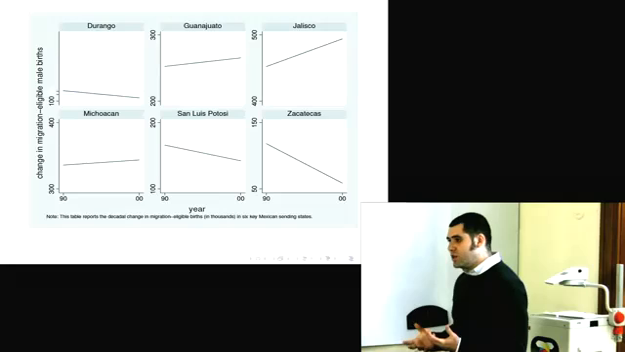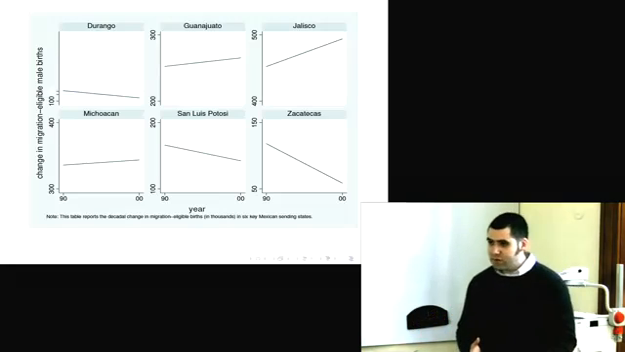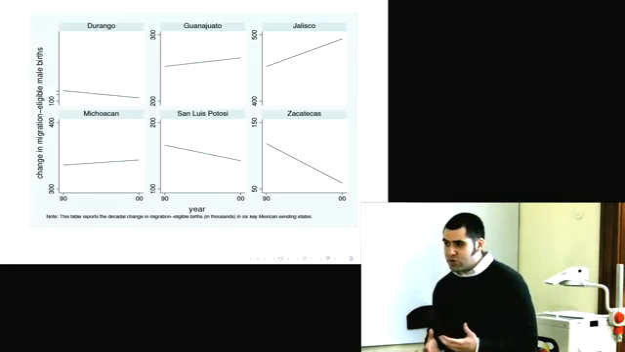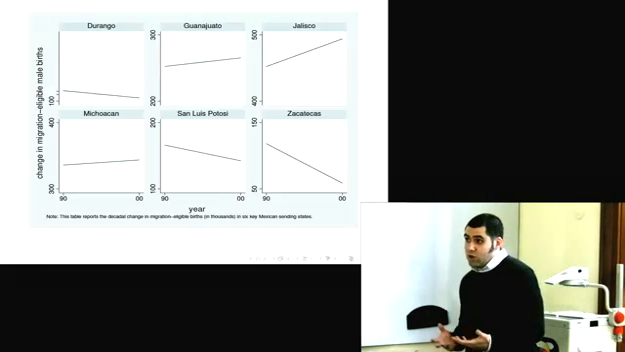And so the intuition here would be that US destinations that are relying heavily on Jalisco should see some of the larger increases in Mexican immigration, and those which are relying more on Zacatecas should receive either maybe declines in immigration or maybe at least smaller increases.